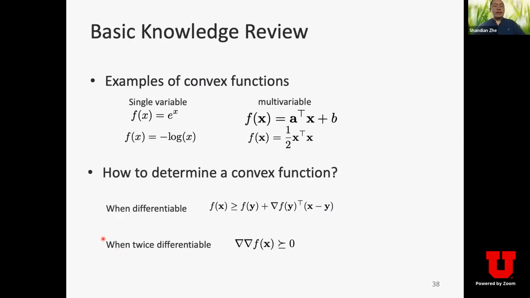And the second commonly used criterion is that we just look at the Hessian matrix, or second derivative. If this Hessian matrix is positive semi-definite, then this function is convex. Of course, if x is a scalar, a number, the Hessian matrix reduces to a number. That just means if the number is non-negative, then this function is convex. Okay.